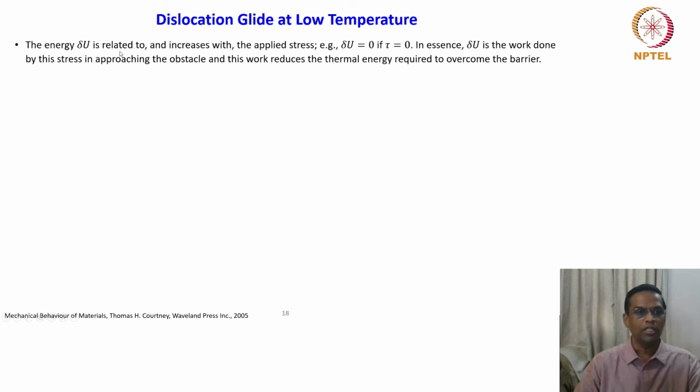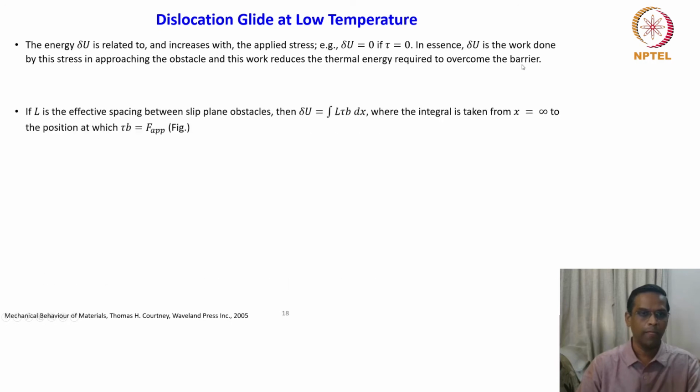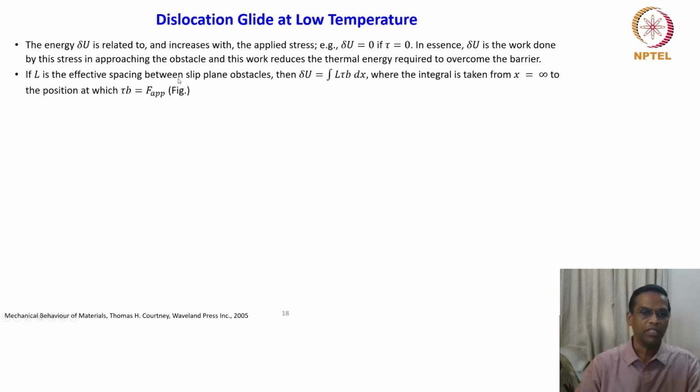The energy delta U is related to and increases with the applied stress. For example, delta U is equal to 0 if tau is equal to 0. In essence, delta U is the work done by the stress in approaching the obstacle, and this work reduces the thermal energy required to overcome the barrier. This we have already stated. If L is the effective spacing between the slip plane obstacles, then delta U is equal to the integral of L times tau b dx, where the integral is taken from x equal to infinity to the position at which tau b is equal to F applied.